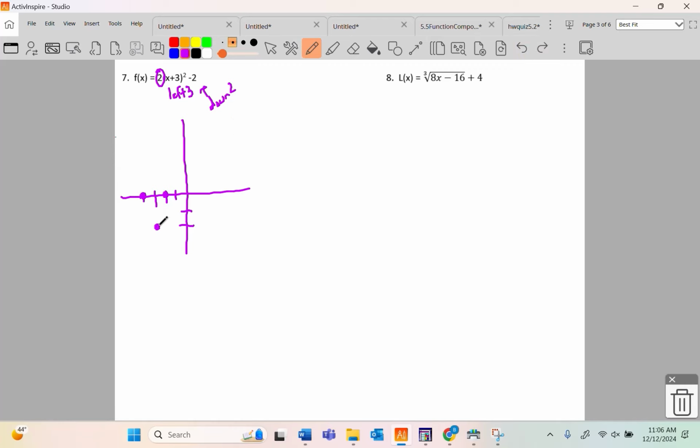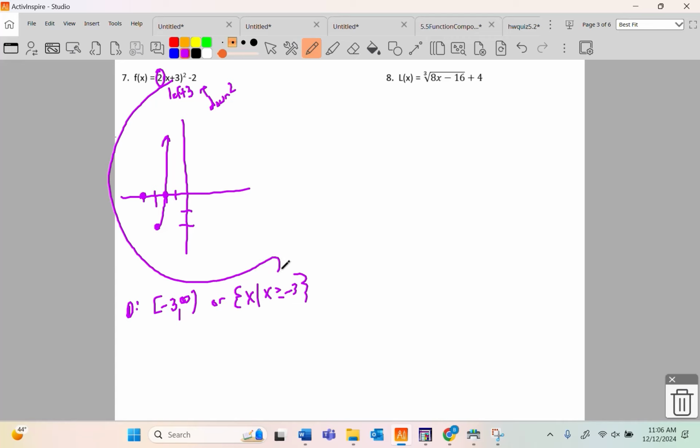Okay, so the increasing side of the graph was this guy. So my domain here is everything to the right of -3. So -3 to infinity, or if you like your set builder, all values of x such that x is greater than or equal to -3. You know, and eventually you'll catch on to those little things. See that +3 became -3 and so forth.